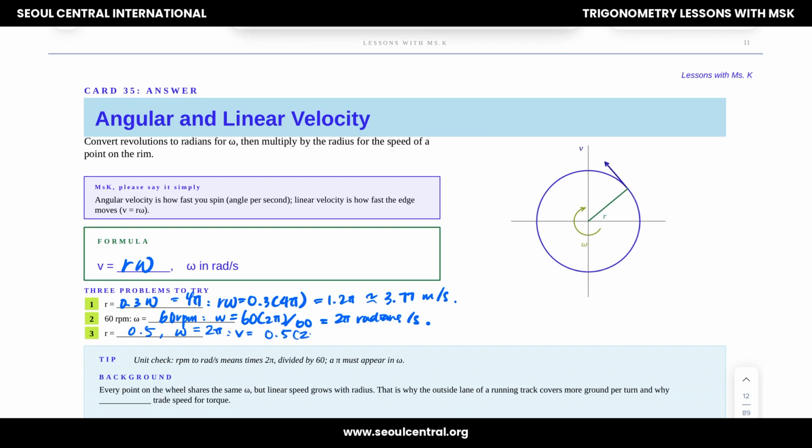Number 3. R equals 0.5 and w equals 2 pi. So the formula is v equals 0.5 times 2 pi, which is around 3.14 m per s, since the answer is pi.